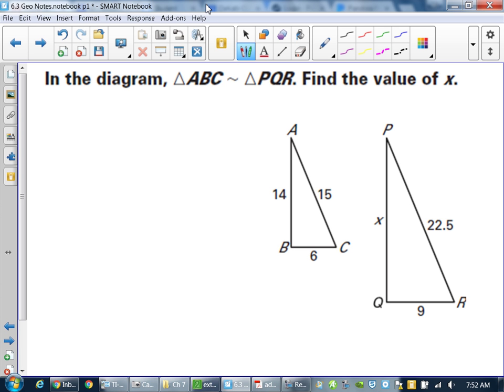Okay? Because once we know that we have what are called similar figures, all of the corresponding parts are going to, for the angles, all be congruent. And then for the side lengths, they're all going to have the same ratios. Okay?